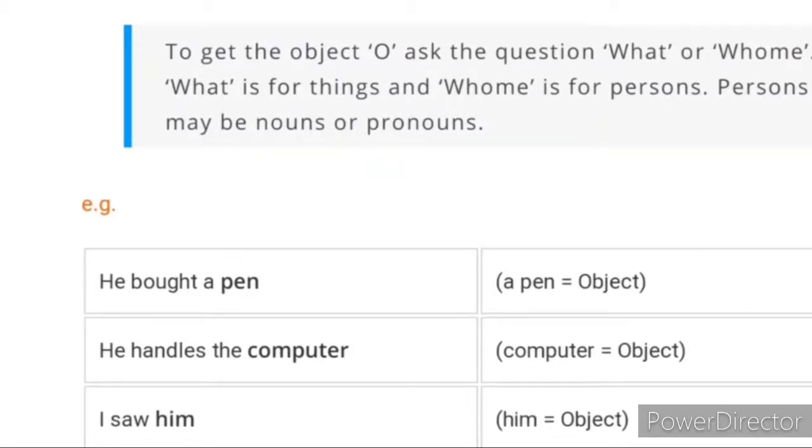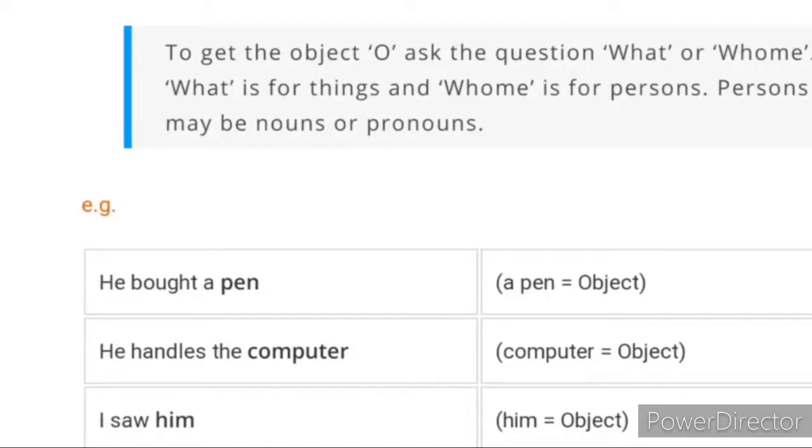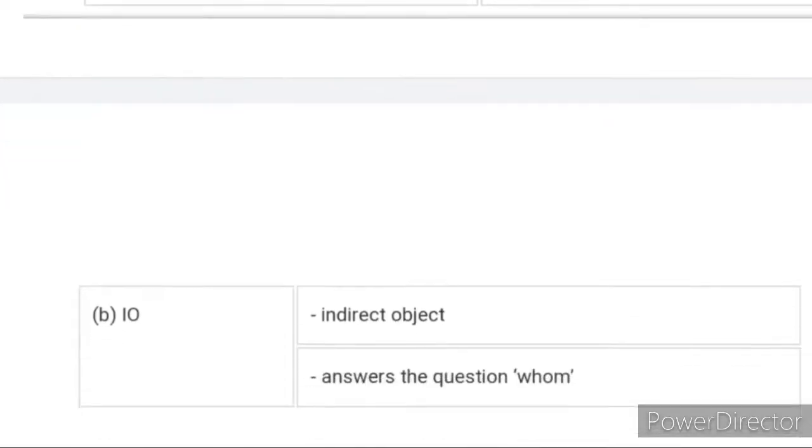One more example shall I give? She gave money to the poor. Here she is the subject. Who gave money to the poor? Who means subject. Gave is the verb. Then what did she give to the poor? Money. If it answers the question what, that is DO. And to whom did she give money? To the poor. That is IO. Understood, children? Okay, shall we see the next topic?